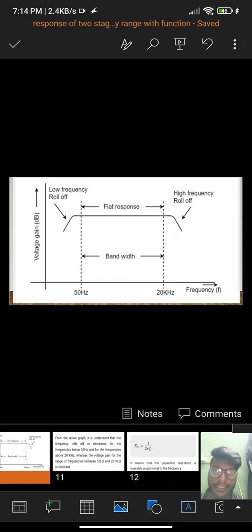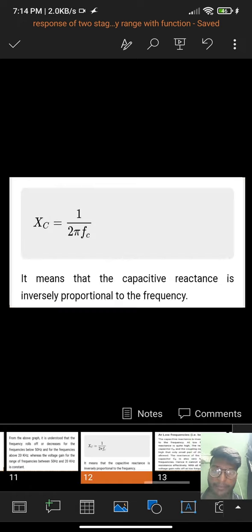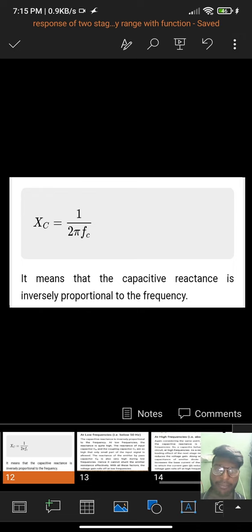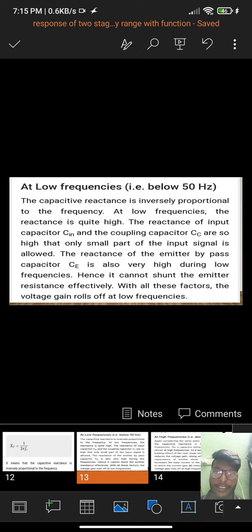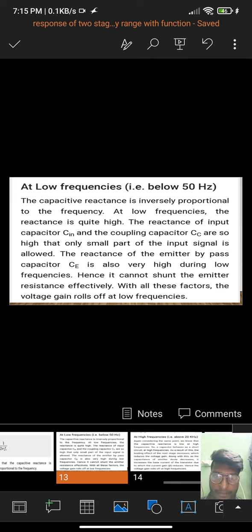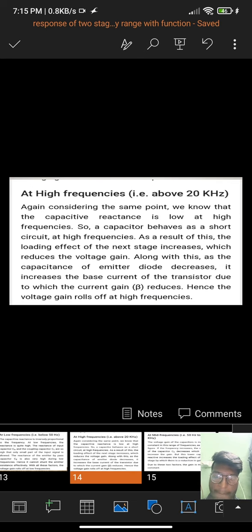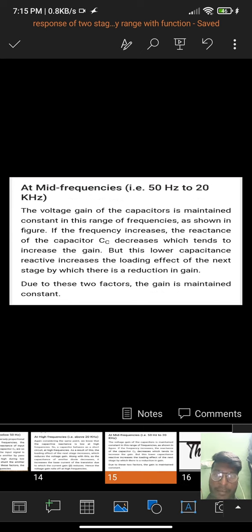Here the voltage gain is constant between two frequencies. This equation shows that capacitive reactance is inversely proportional to the frequency. At low frequency, the coupling factor is high. At high frequency, the capacitor is short circuited. At medium frequency, the gain is maintained constant.